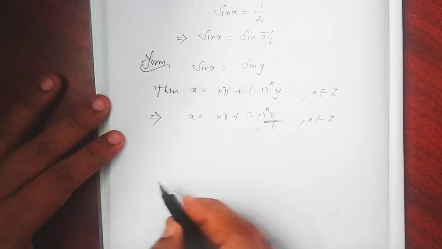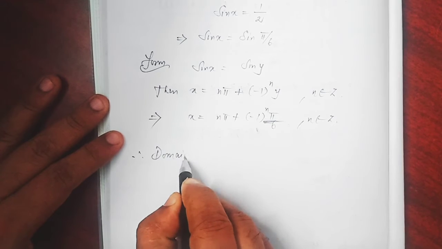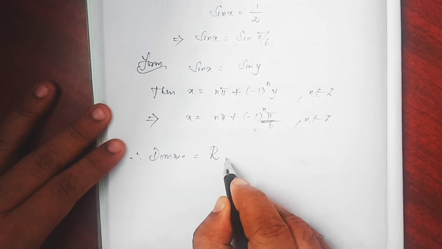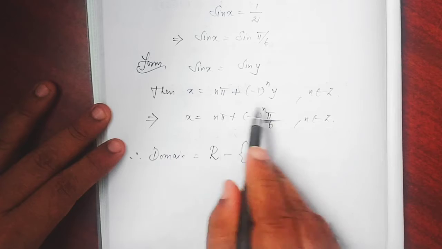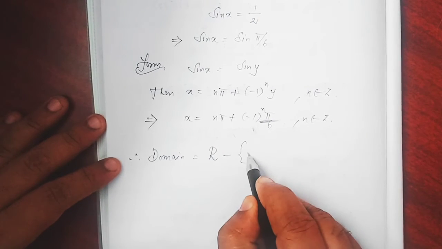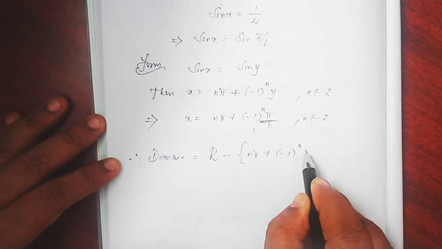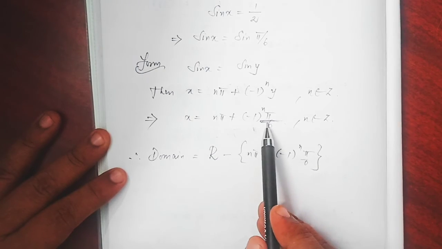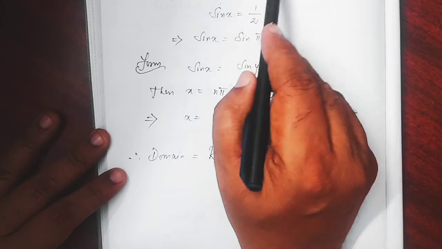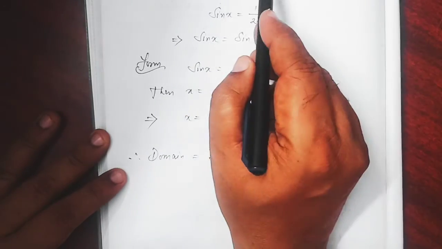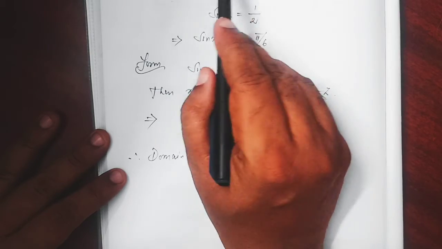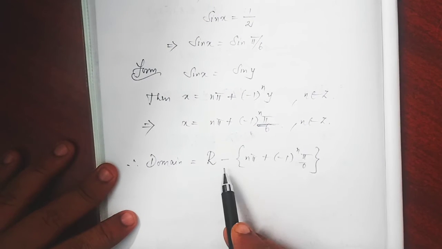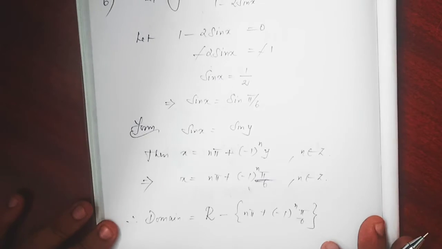Now, we can write the domain. Therefore, domain equals, from the set of all real numbers, this set of all values to be removed, eliminated. So, you write n pi plus minus 1 power n into pi by 6. For these set of values of x, the denominator becomes 0, because we consider the denominator 0. If denominator is 0, it means definitely the function is undefined. But for the function to be defined, these set of values to be taken out from the set of real numbers.